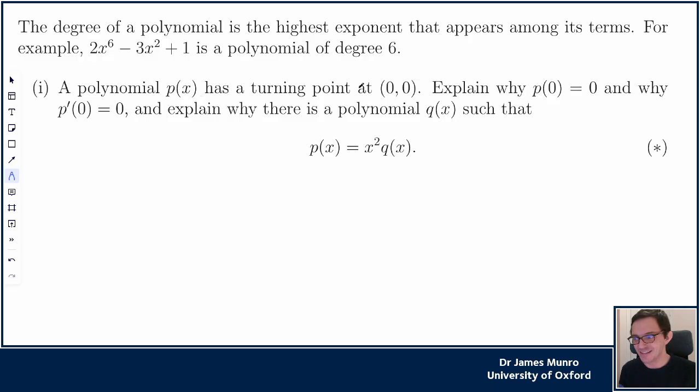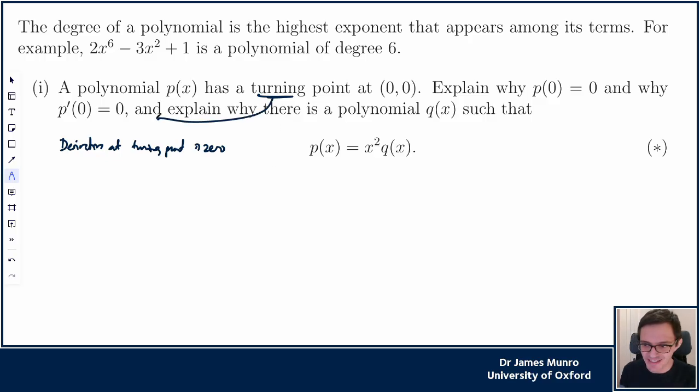The polynomial has value 0 when x is 0, so it must have p of 0 equals 0. We're also asked to explain why the derivative is 0, and that's because the derivative at a turning point is 0. What that means is that because this is a turning point, not just any old point on the polynomial, p prime of 0, the derivative there, is 0. In a way, the fact it's a turning point is the second part of the question, and the fact that it's a point on the curve is the first part of the question.